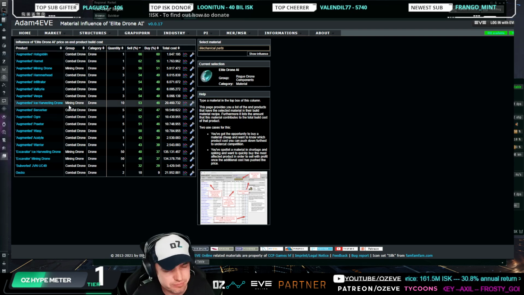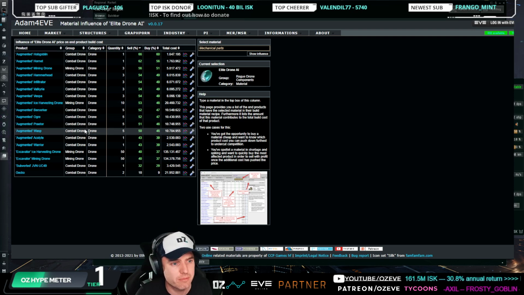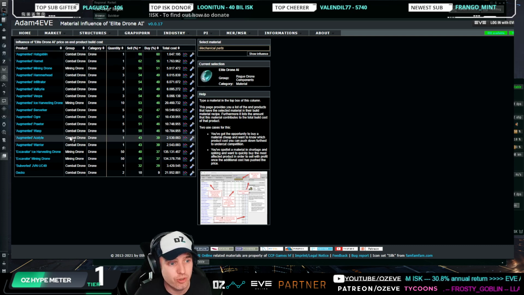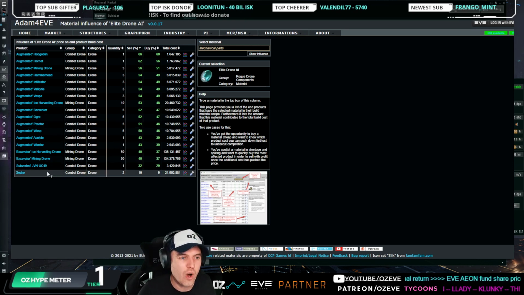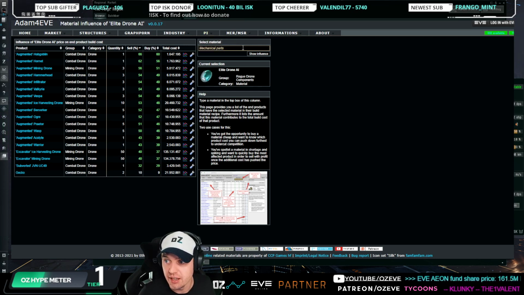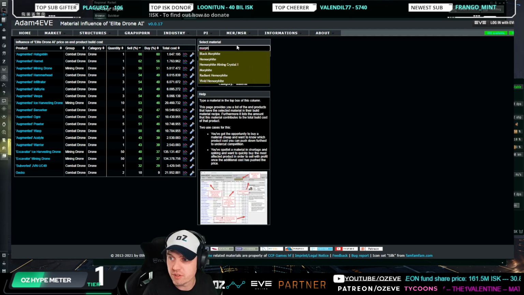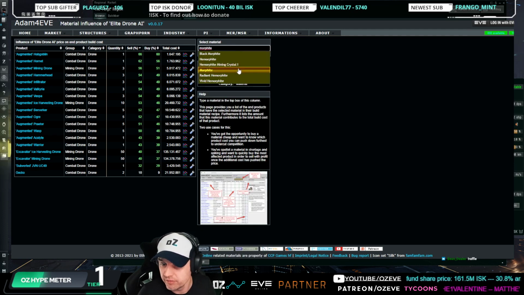That might seem like something small, but this tool is incredibly powerful because not only can you go in here and see what this item is used for, you can also see how big the impact of this item is on everything else. And if we use the example from earlier, you can look at Morphite.